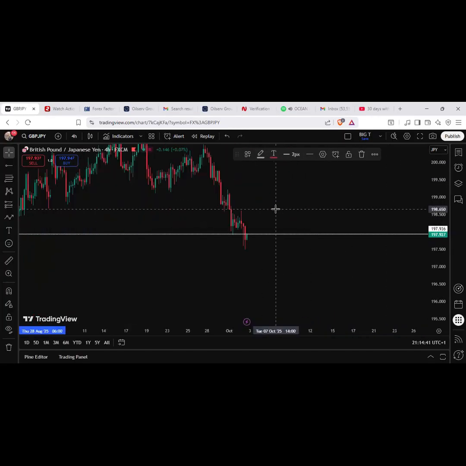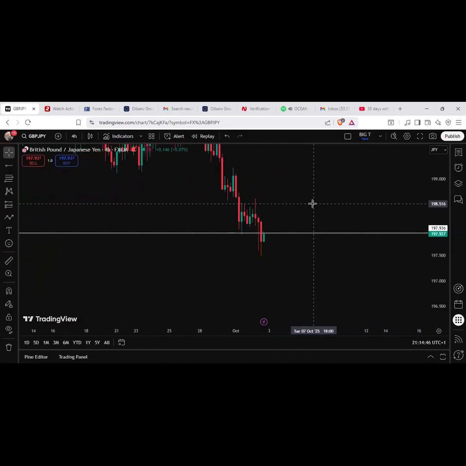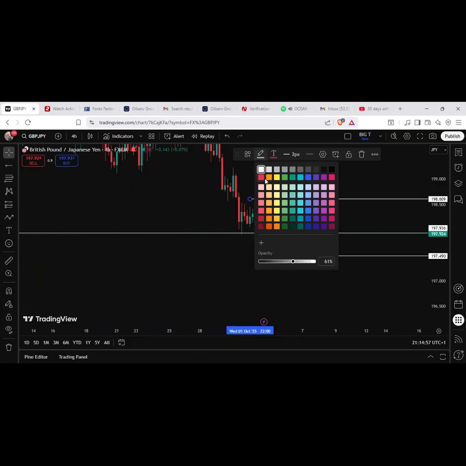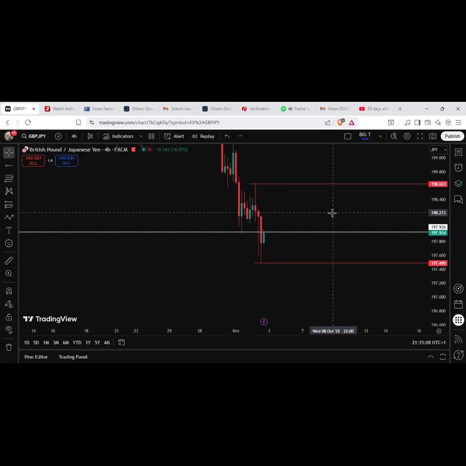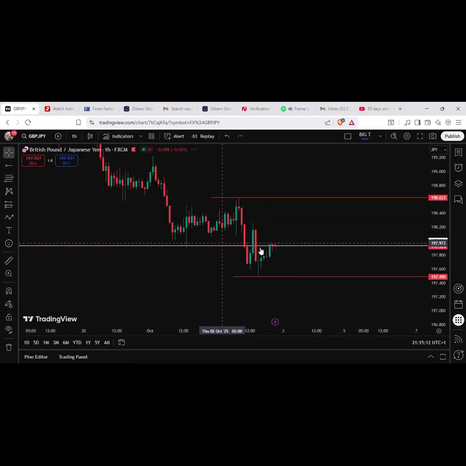So looking at this structure once again, these are 4H. Marking up on the 4H is actually very cool because 4H sometimes makes a lot of sense. We already have price clearing out this low, giving us a new low. So we'll make this red, making this red as well. Same old entries.